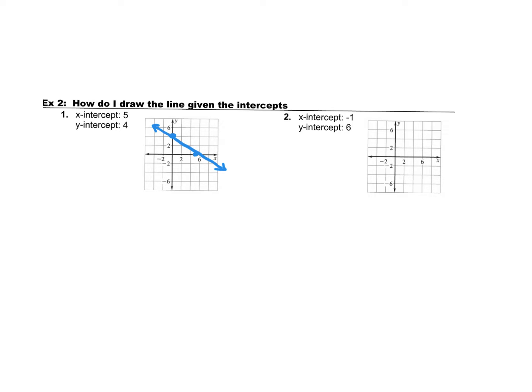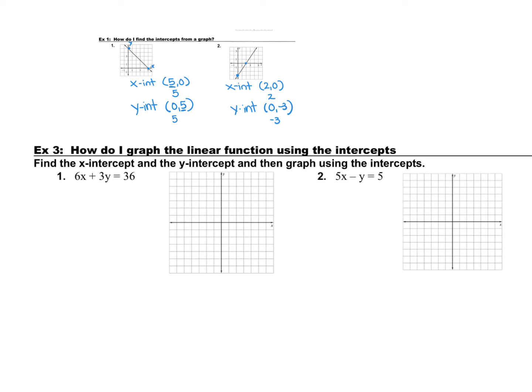So the same thing if I've got an x-intercept of -1 and I have a y-intercept of 6, I would plot both of those, and then I'm going to have a line that goes through those. All right, before doing example number 3, let's go back and look at example number 1 where we wrote down the coordinates to the graph.